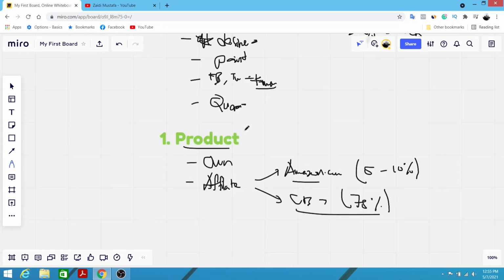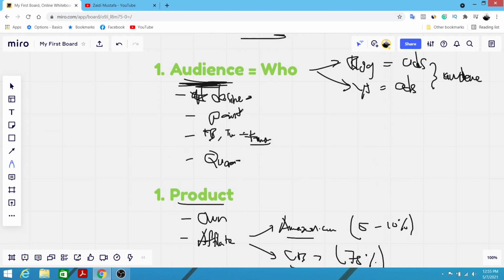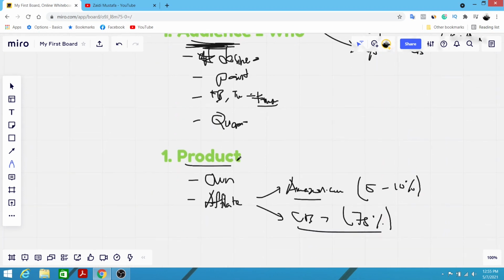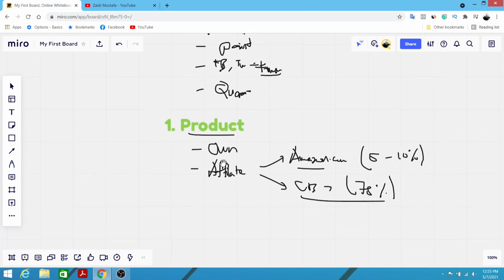Okay, so it actually doesn't matter whether it is a product or a service. Maybe you have some coaching service, but you need to remember, the first thing you need to do is have your audience first, right? So once you get your audience, you can have a product, whether it is your own product or an affiliate product.